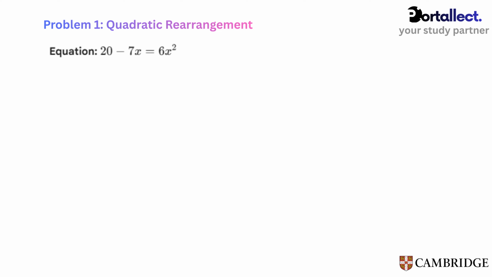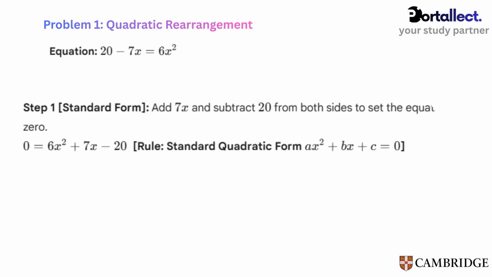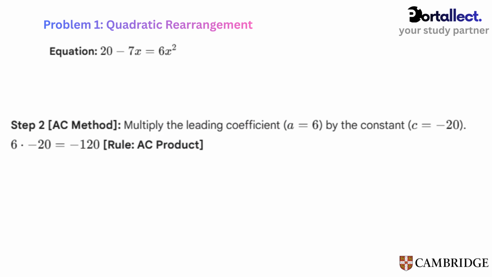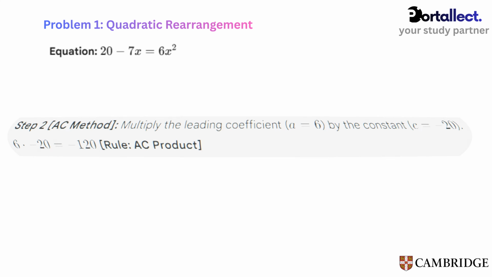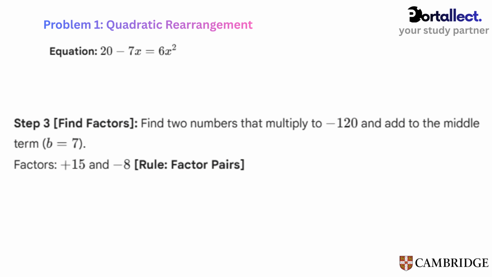To solve this, our first goal is to reach standard quadratic form. We add 7x and subtract 20 from both sides, giving us 6x squared plus 7x minus 20 equals 0. Now we use the AC method. We multiply the leading coefficient 6 by the constant negative 20 to get negative 120. We need to find two numbers that multiply to that value but add up to our middle coefficient, 7. Those numbers are 15 and negative 8.